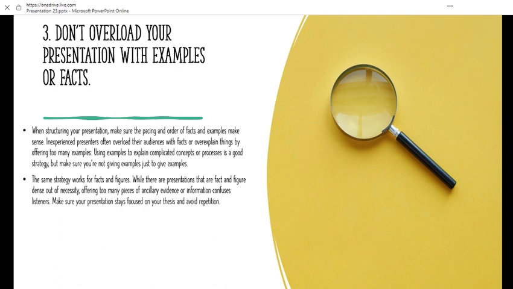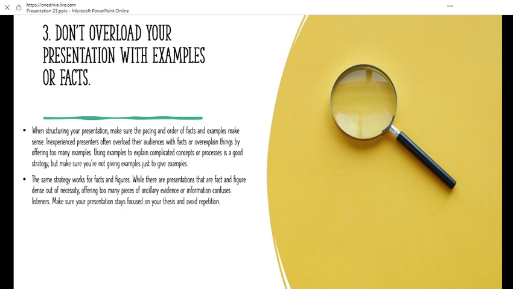When structuring your presentation, make sure the pacing and order of facts and examples makes sense. Inexperienced presenters often overload their audiences with facts or over explain things by offering too many examples. Just what I was saying. Using examples to explain complicated concepts or processes is a good strategy, but make sure you are not going to give examples just to give examples.